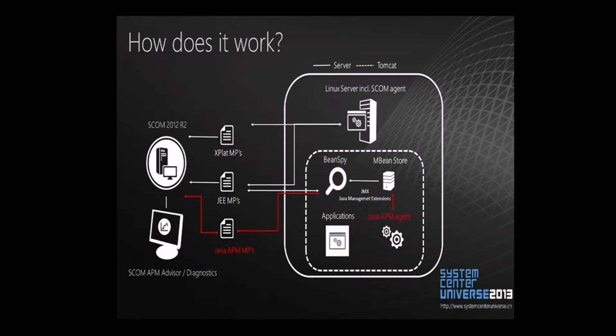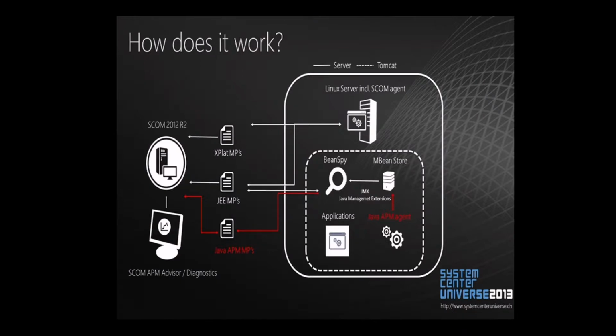When you use the JEE management pack, Microsoft wrote the BeanSpy component, which uses JMX to query the MBean store. If you translate it to the Windows world, you have objects, like CPU and memory, and you have properties. Those properties are like performance counters in the Windows world. And we are pulling this information out from the JEE MPs. What Java APM does is it has the agent attached, and when the Tomcat server loads, it also loads that agent, and it will update the MBean store and also the MBeans and their properties. And then we should be able to get some information out of it.